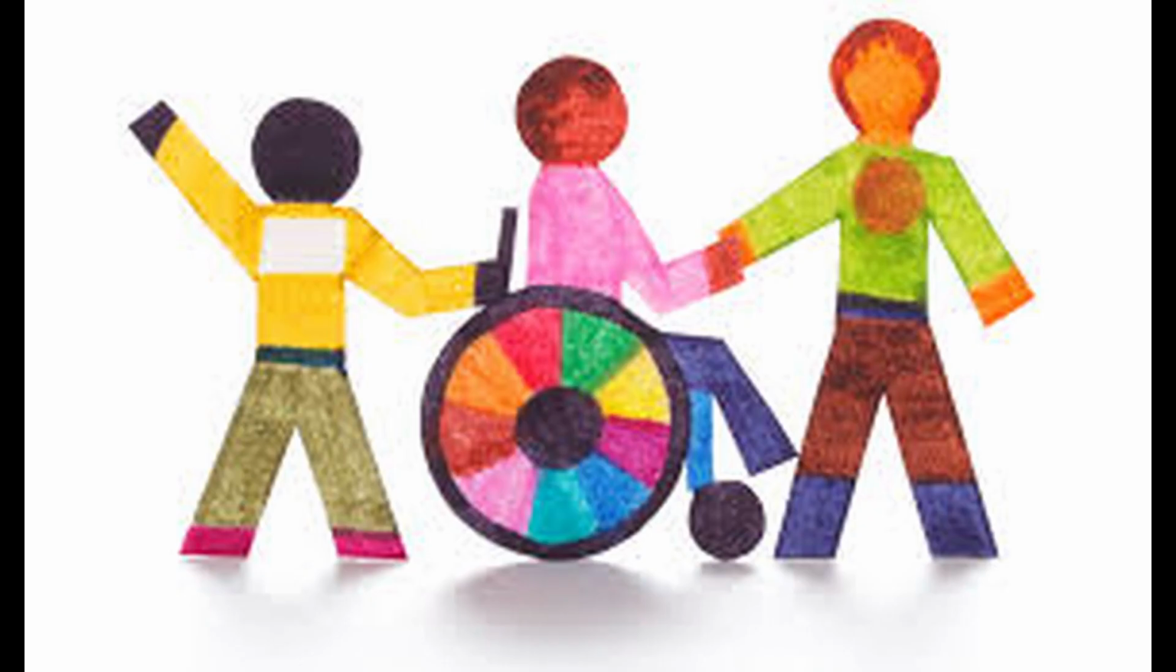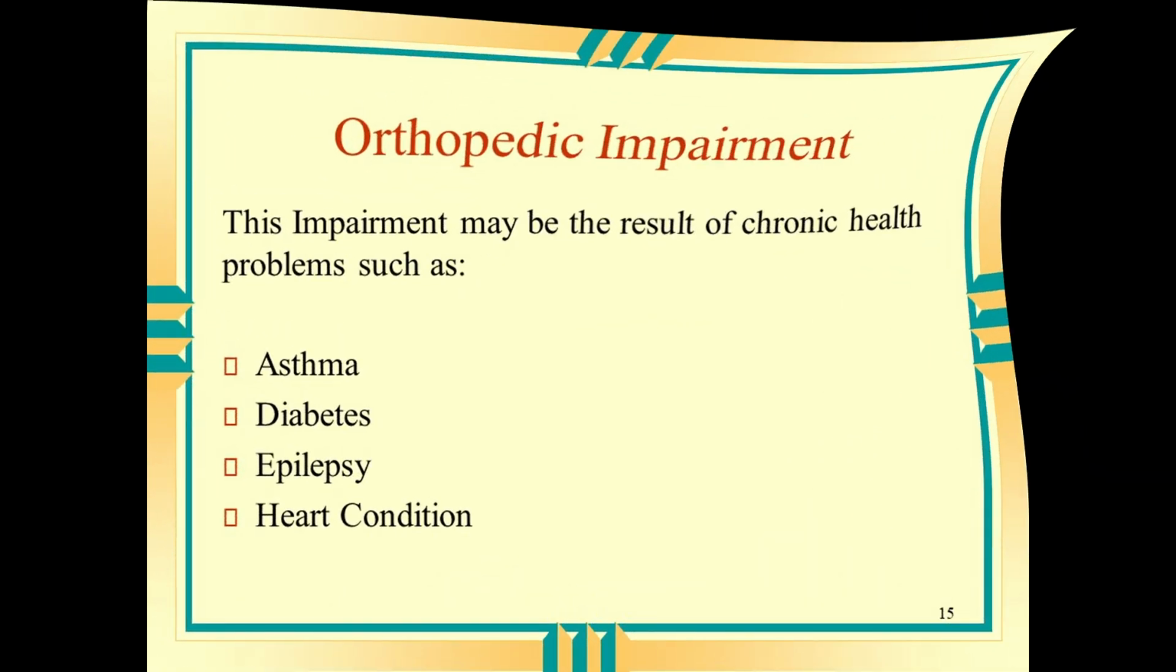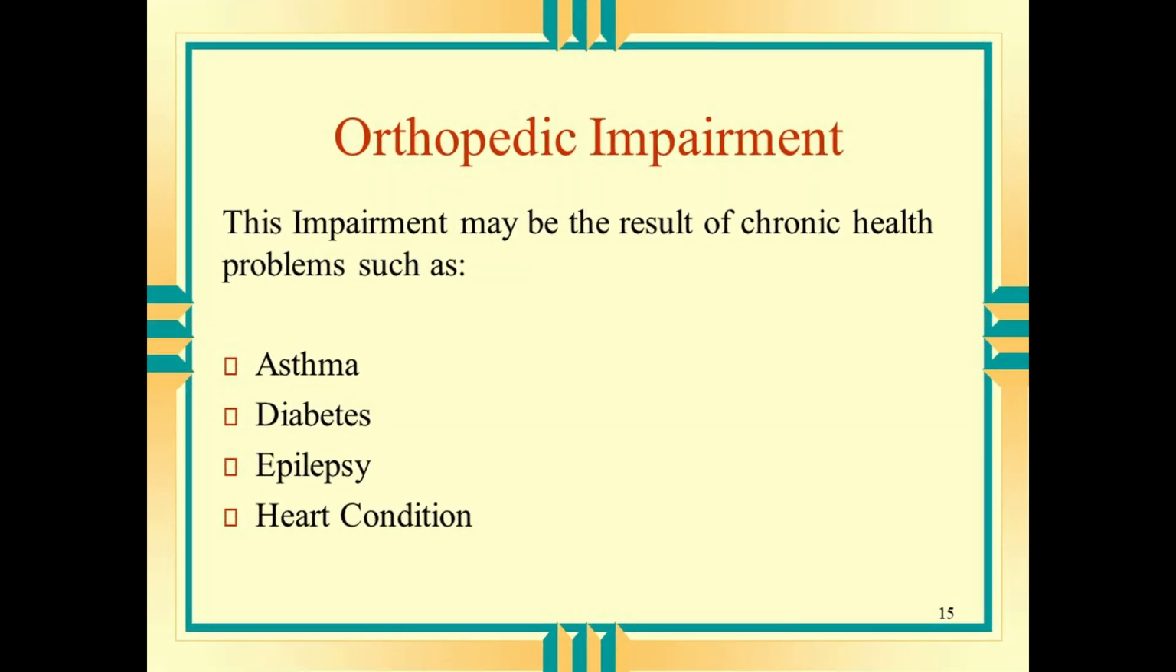Let's talk about orthopedic impairments. Students in this group have an orthopedic impairment which impacts educational progress to the degree that special education is required. Impairments may have occurred due to congenital conditions, deformity, absence of limbs, diseases such as polio, cerebral palsy, and amputations. These students may use wheelchairs, walkers, crutches, or other assistive equipment. The impairment may be the result of other chronic health problems such as asthma, diabetes, epilepsy, or a heart condition.